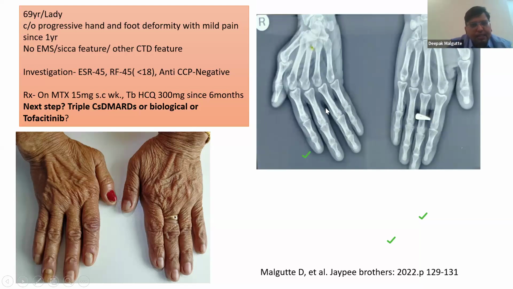And when she kept on the table, this deviation went away. It became a little more straight compared to here, what you can see. But she didn't have this osteopenia or erosion, or this much of deformities. She was referred to us to either change to triple DMARD or biological therapy. But what exactly she had is a senile Jaccoud's deformity, where on applying pressure, this deformity gets corrected.